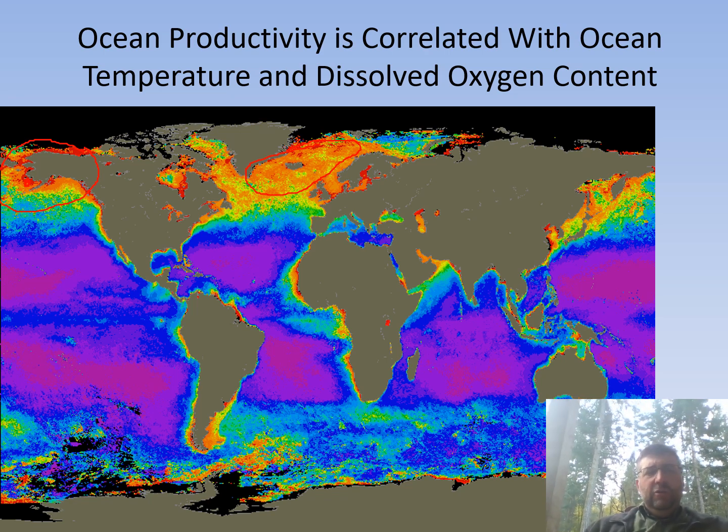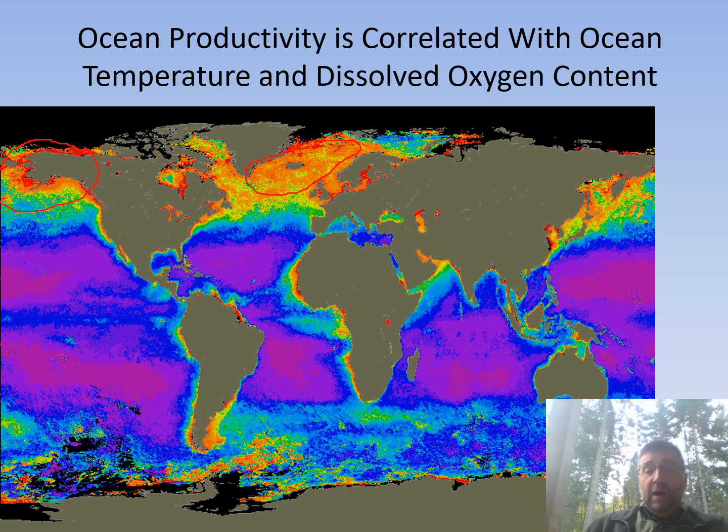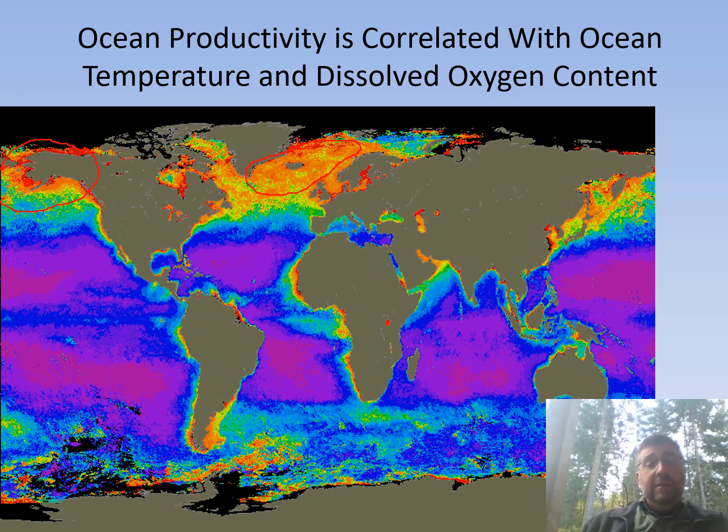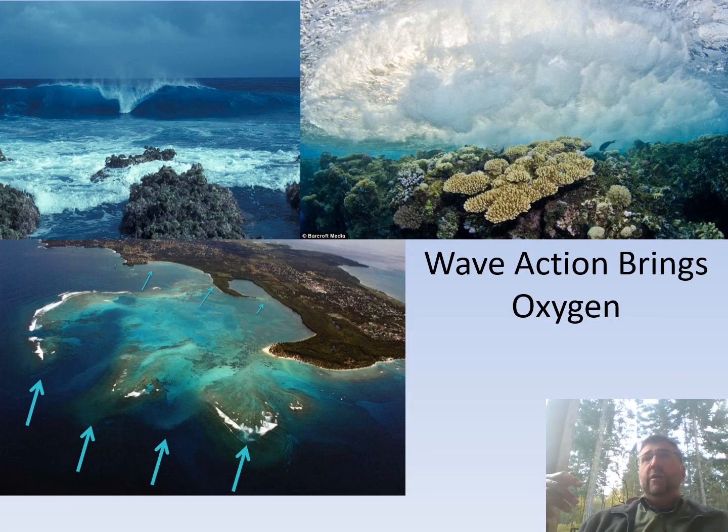Now, as you look at this, you'll notice that there are a few areas where the oceans are productive that are not in the Arctic, but rather are in more tropical locations, like here off the coast of Africa and off the coast of South America. What is going on in these tropical waters that can allow them to be productive even though water temperatures are really warm?